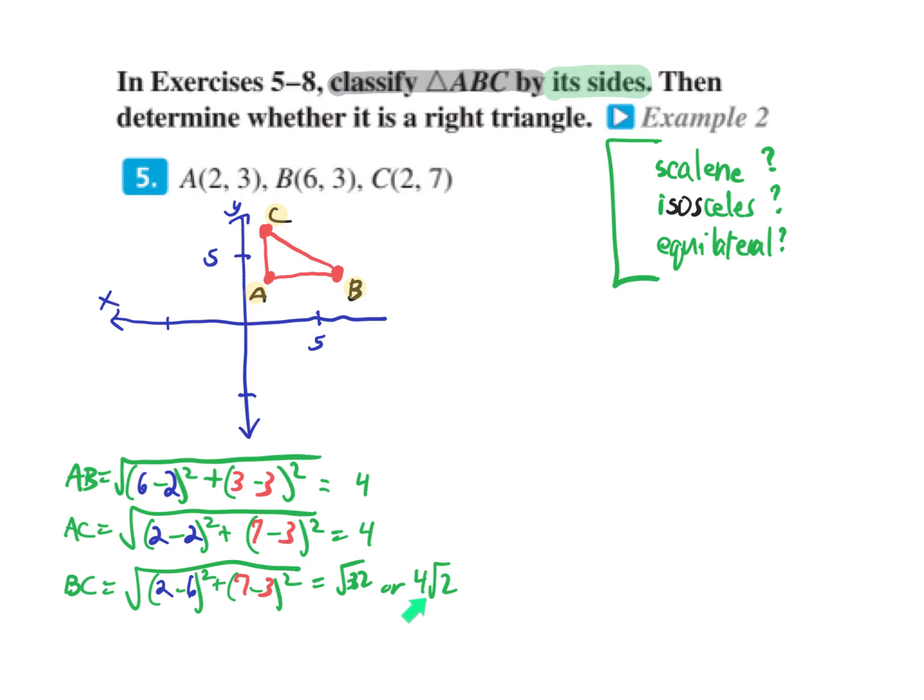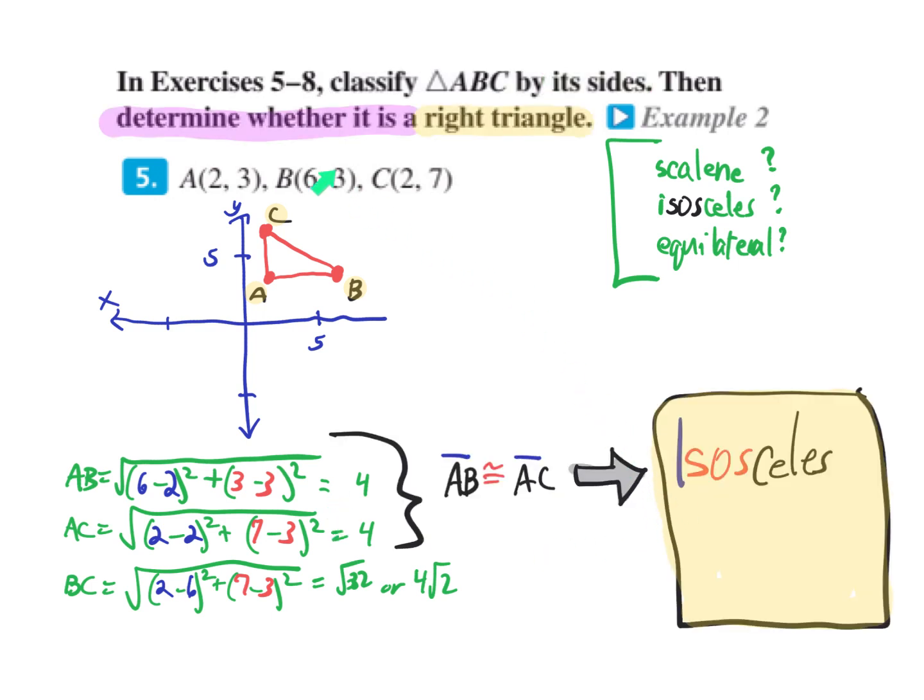So at this point, it's not equilateral because not all three sides are the same. But now we've deduced that it is isosceles. All right. However, this problem also asks us to determine whether or not it is a right triangle. So it sure seems like they're right here. And we know that horizontal and vertical segments will always be perpendicular, just like the x-axis and the y-axis are horizontal and vertical. They are perpendicular. Similarly, this triangle's side AB and side AC are horizontal and vertical, so they are perpendicular.